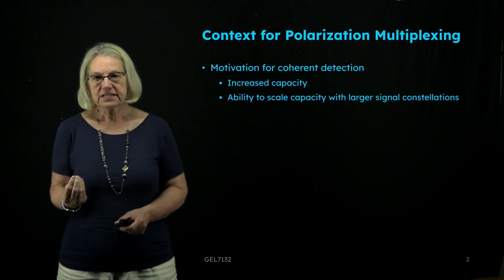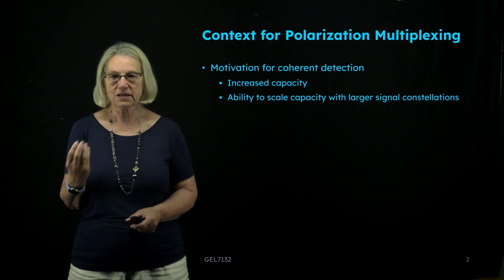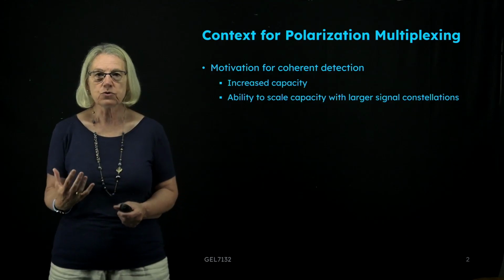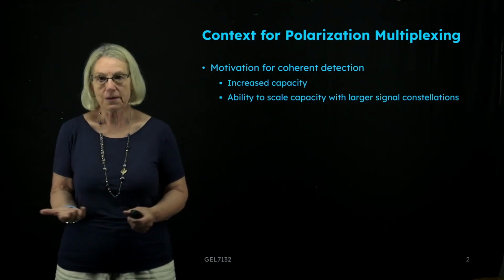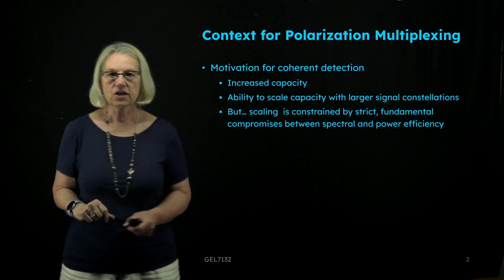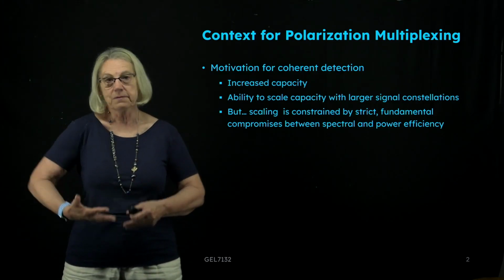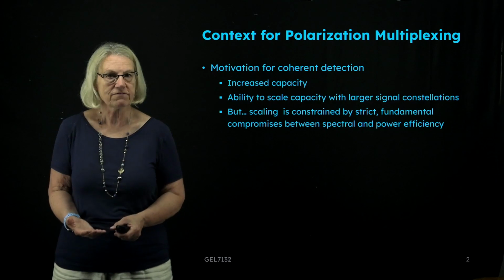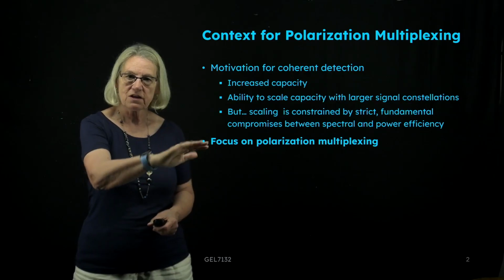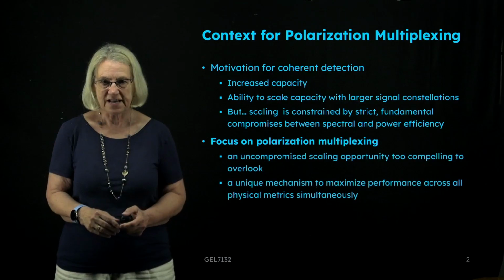With coherent detection, we not only increased capacity, but also had the ability to scale capacity, to use higher order modulations, larger signal constellations in order to increase spectral efficiency, which increases capacity. But when we scale via this means of larger signal constellations, there are some very fundamental compromises that have to be made between getting better spectral efficiency but maybe less power efficiency. So now, in this context of coherent detection, what about polarization multiplexing? Of course, this lecture is concentrating on this aspect.